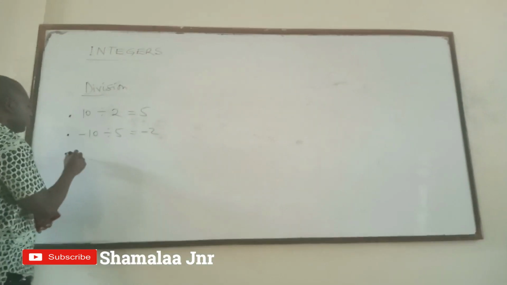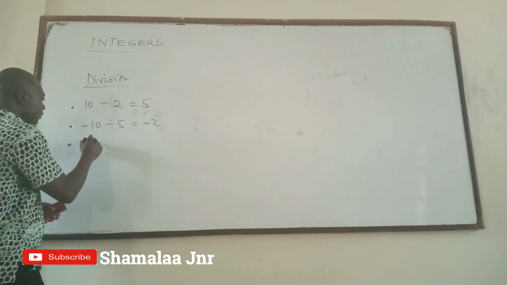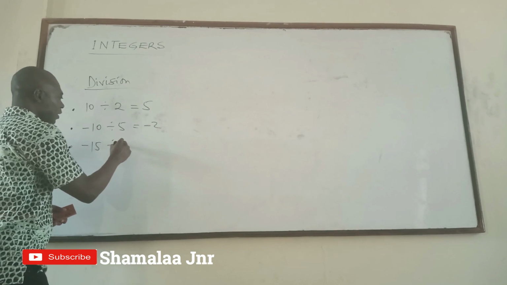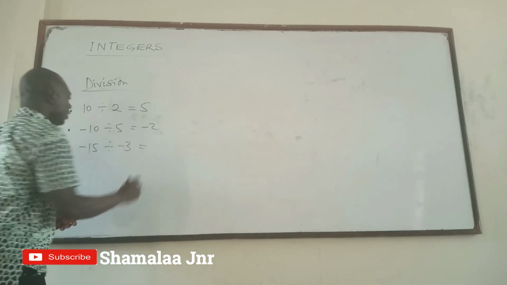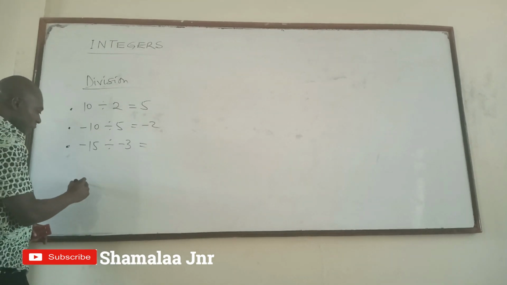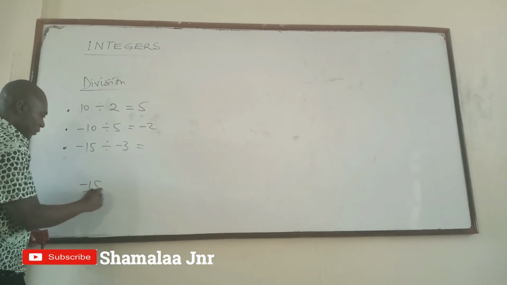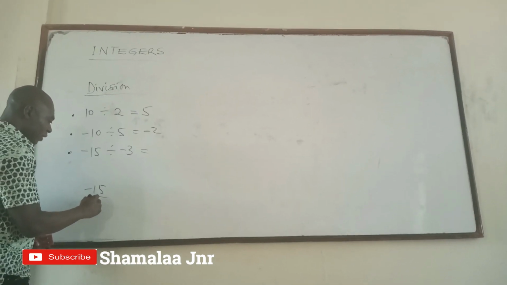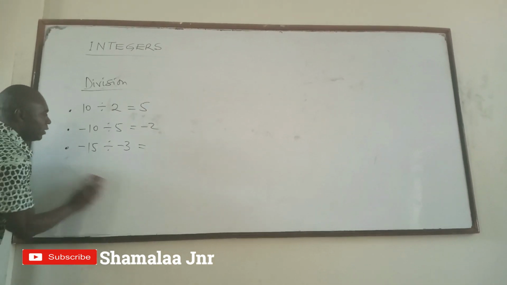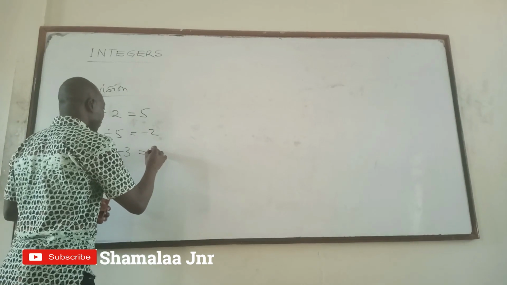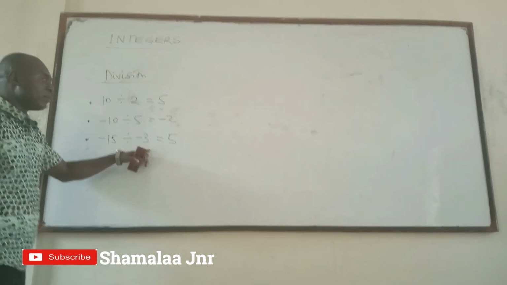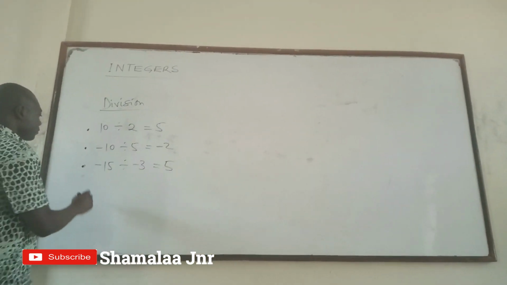Now let's look at this one. When you have, say, -15 divided by -3. When you divide a negative number by a negative number, it is assumed that you are going to have something like this: -15 divided by -3. Assume that this negative will cancel this negative, and you are going to have 5. And so when you divide a negative number by a negative number, the answer is positive.